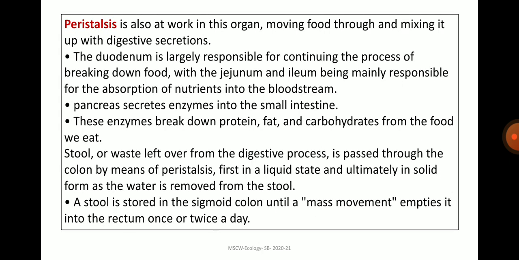Then by means of peristalsis, which is also at work in this organ, there is movement of food through and mixing it up with digestive secretions. Then the duodenum is largely responsible for continuing the process of breaking down food, with the jejunum and ileum being mainly responsible for the absorption of nutrients into the bloodstream. The pancreas secretes enzymes into the small intestine, which break down the protein, fat, and carbohydrates from the food we eat. Stool or waste left over from the digestive process is passed through the colon by means of peristalsis once again, first in a liquid state and ultimately in solid form as the water is removed from the stool.